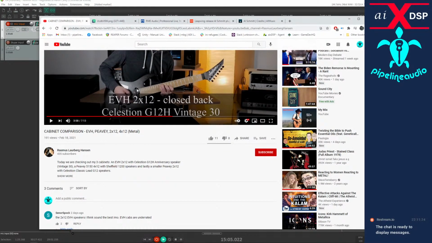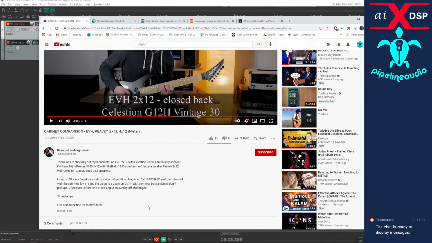Today we're checking out my 3 cabinets, an EVH 2x12 with Celestion G12H anniversary speakers, PV 5150 4x12 with Sheffield 1200 speakers, and a smaller PV 2x12 with Celestion Classic Lead G12 speakers.